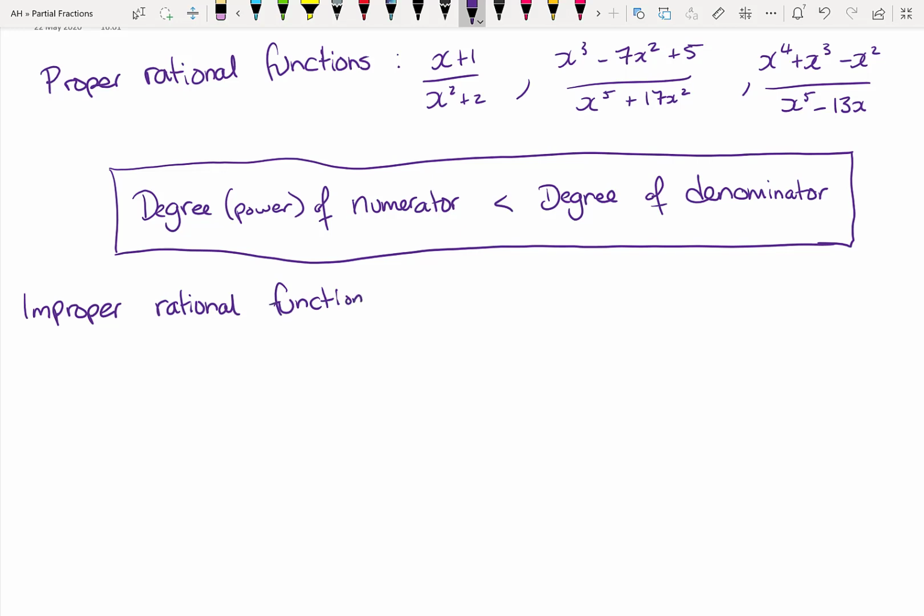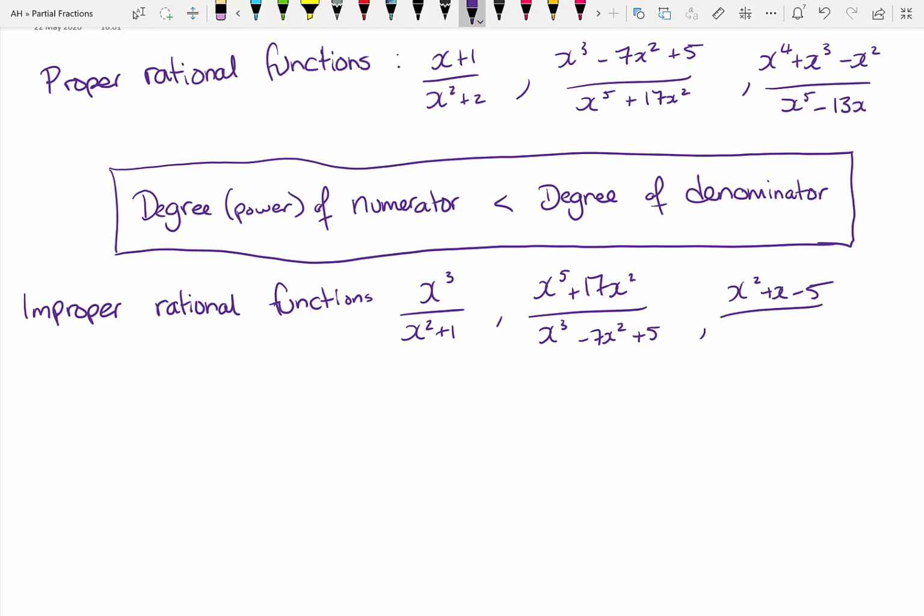Okay, on the other hand, if we were to think about some improper rational functions, we might have something like x cubed over x squared plus 1. We could have x to the 5 plus 17x squared all over x cubed minus 7x squared plus 5, x squared plus x minus 5 over x to the 7 minus 2x plus 6. Again, it doesn't really matter.